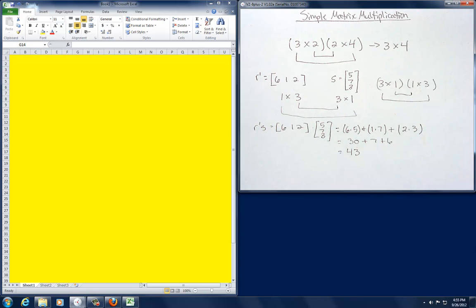So when you multiply the transpose of R times S, the resulting is a 1 by 1 matrix, or in other words, a scalar, and the result is 43. Now let's do this on Excel.